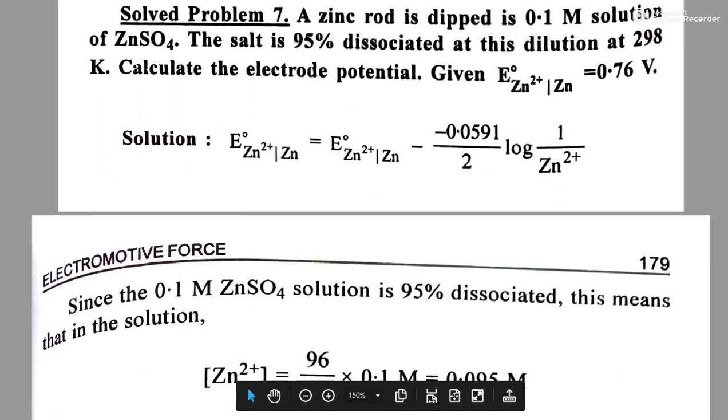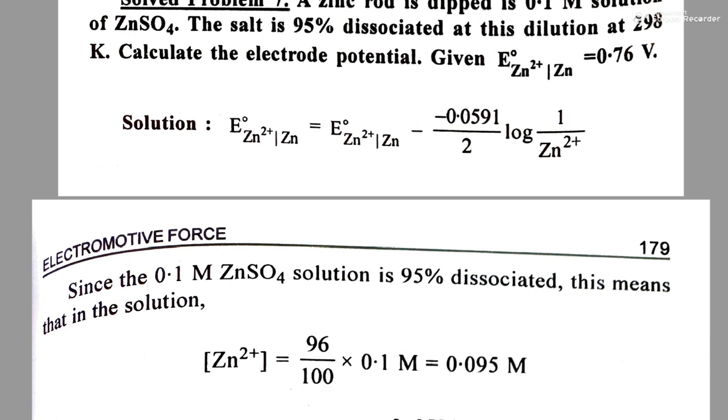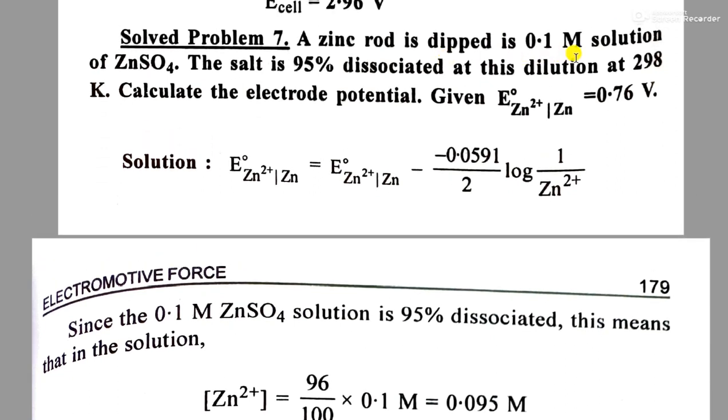Then the problem number 7, that is a zinc rod is dipped in 0.1 molar solution of zinc sulfate. So the salt is 95% dissociated at this dilution at 298 Kelvin. So calculate the electrode potential given that E0 of zinc 2+ to zinc conversion, the reduction potential is 0.76 volt.